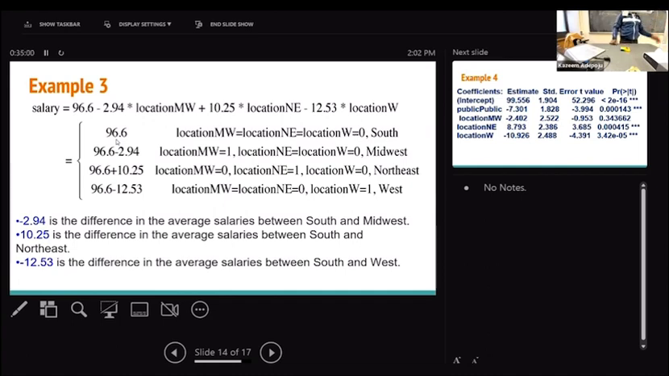The same thing is applicable to the others. What am I finding here? The average salary of each region. Which means what you see in the coefficients are not the average salary. The only one that is the average salary is the intercept. The other ones that you see are the differences between them. Okay, look at that. That is the interpretation. I'm going to show you another one.